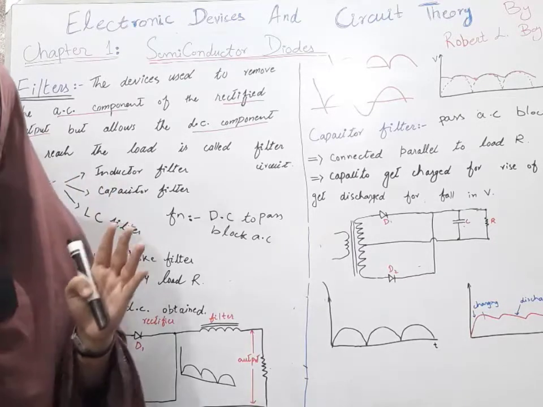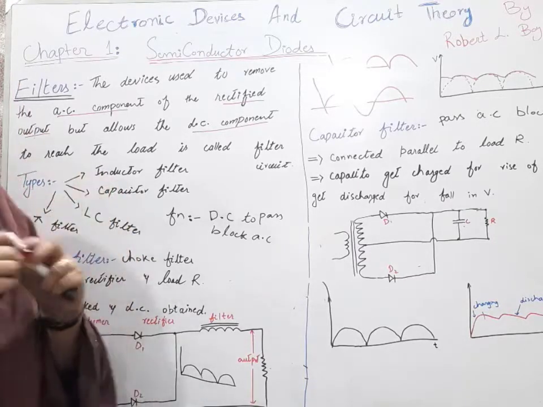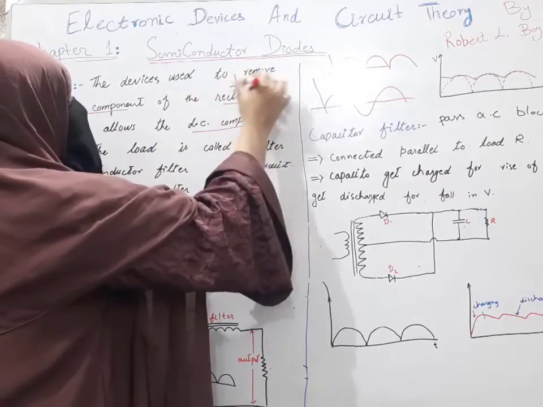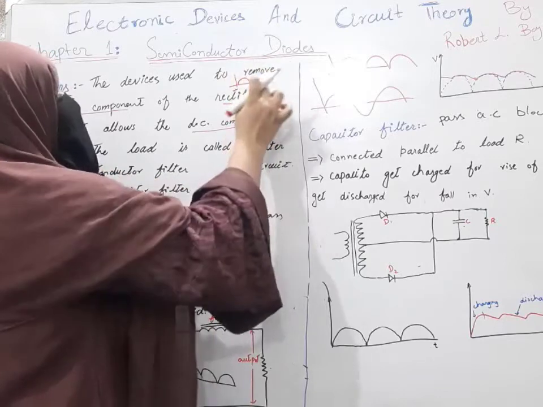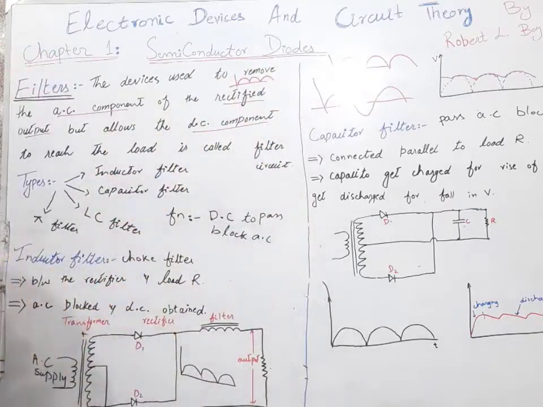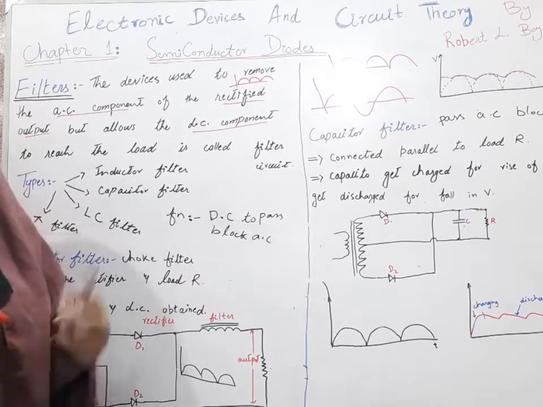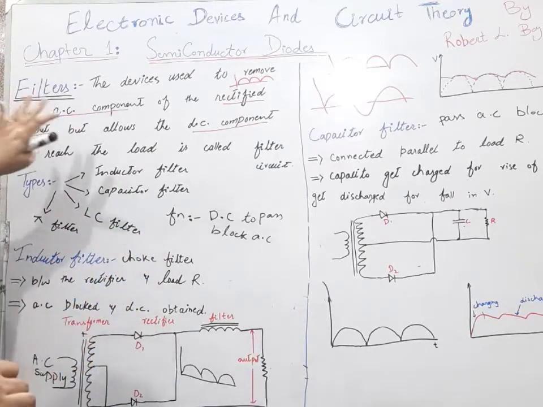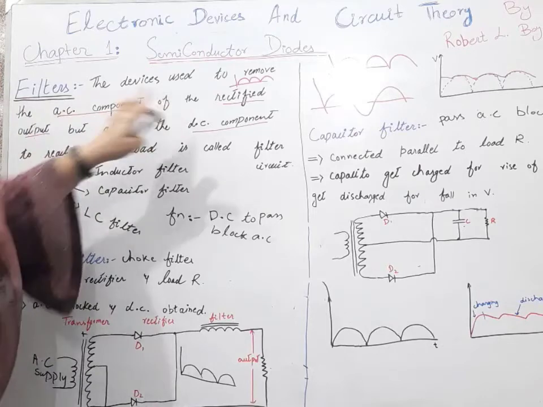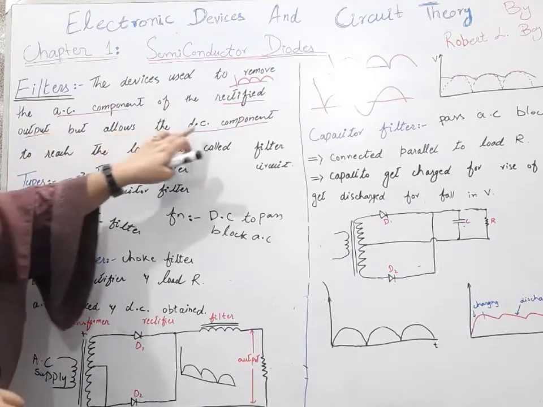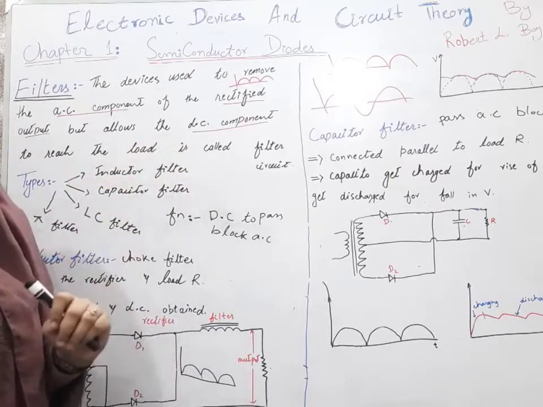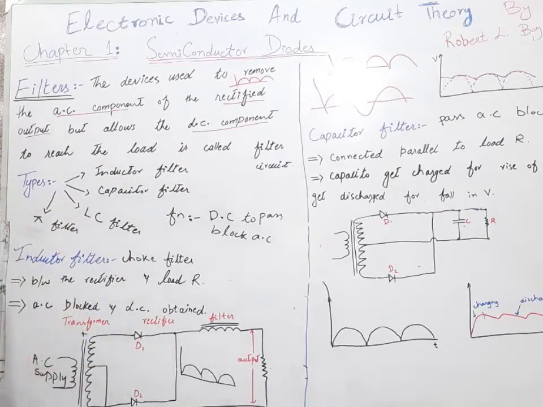But this DC output contains AC components, like we will have the rectified output in this form. We want to remove these AC components by the filters. So the device that removes the AC component of the rectified output but allows the DC component to reach the load resistance is called the filter circuit.